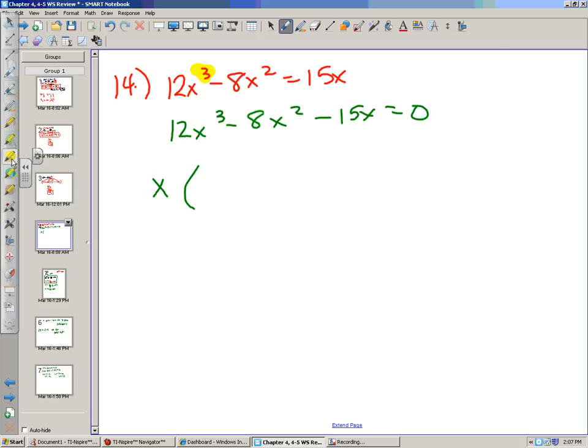So if I pull out an x, what am I left with? 12x squared minus 8x minus 15 is equal to 0. What do I do with the x? Just keep bringing it down until you need it at the very end, okay? Now what do I do? Factor into 2 binomials. Josh, what do I do?